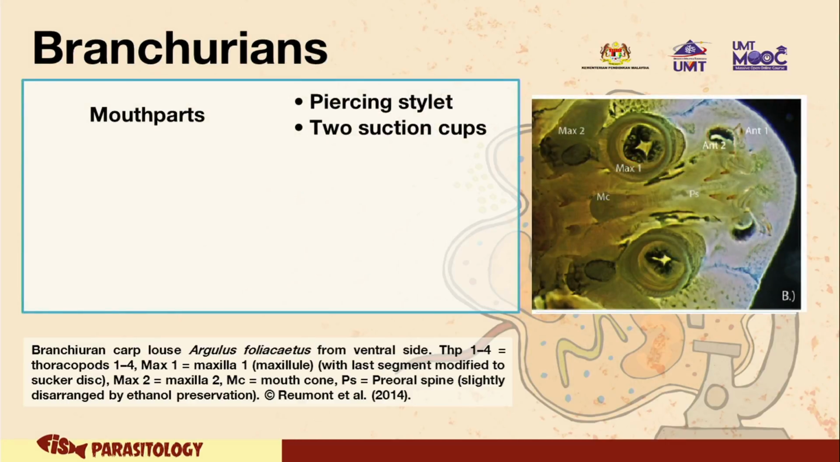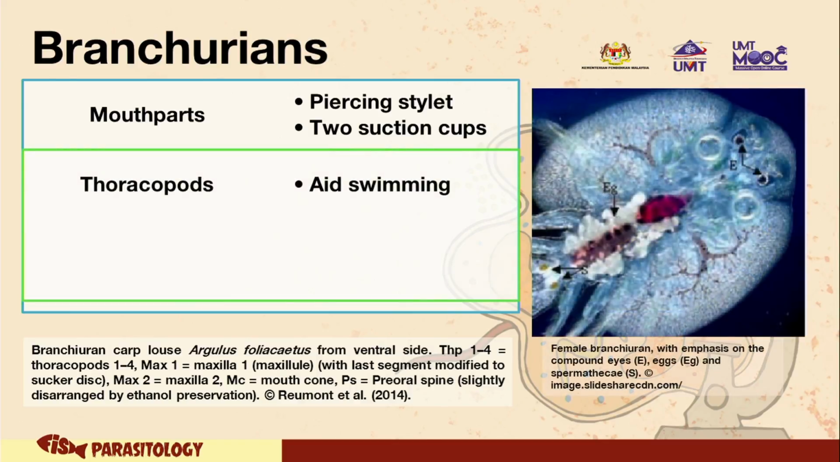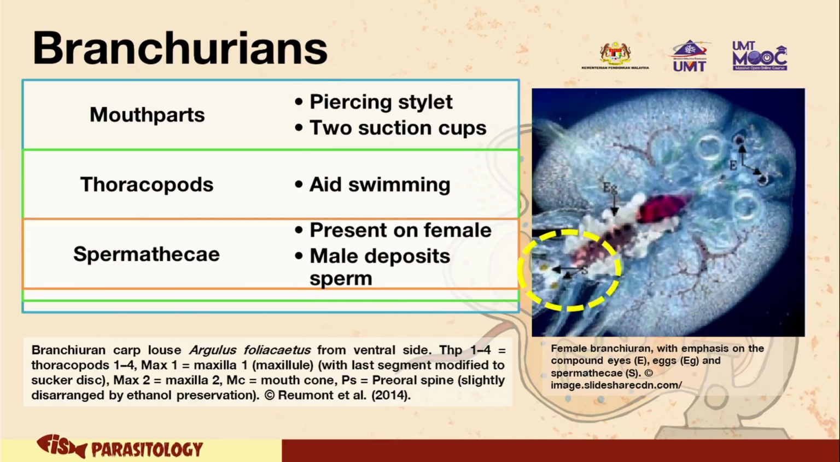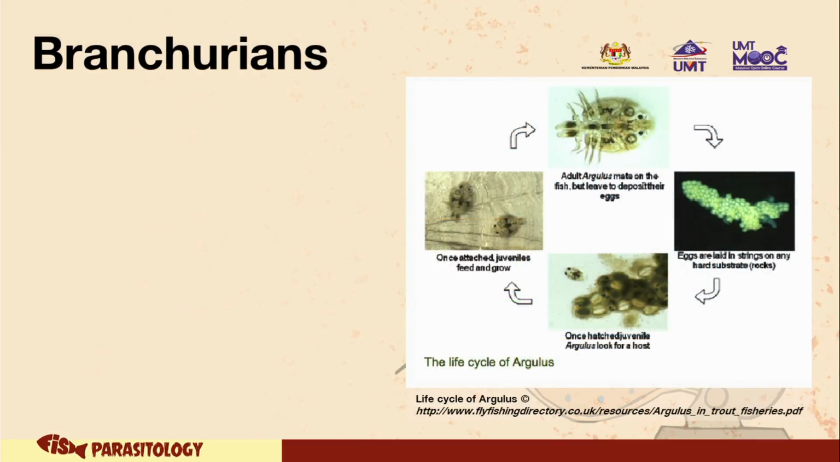Branchurian mouthparts are modified for their parasitic lifestyle, which includes a piercing stylet and 2 suction cups it uses to attach to its host. The thoracopods are appendages equipped with hooks and spines to aid swimming. The female has a visible pair of spermathecae on its posterior end, in which the male deposits sperm. Although Argulus species cannot survive without a host for long periods, they can swim freely in search of a new host.